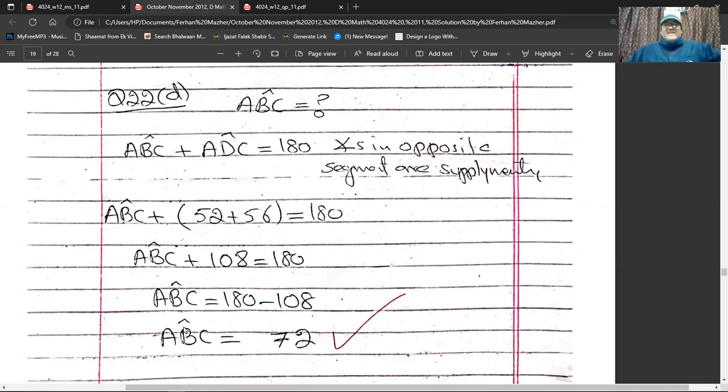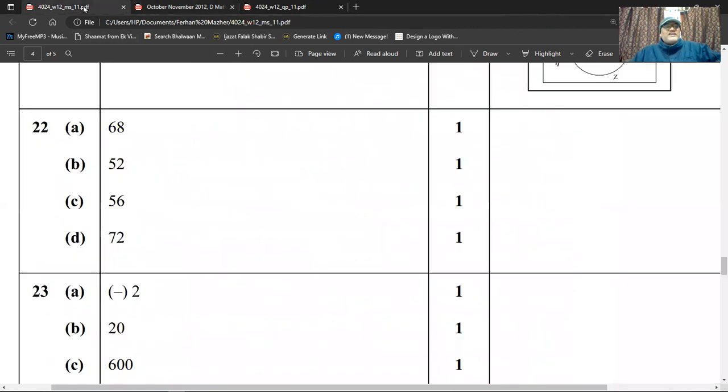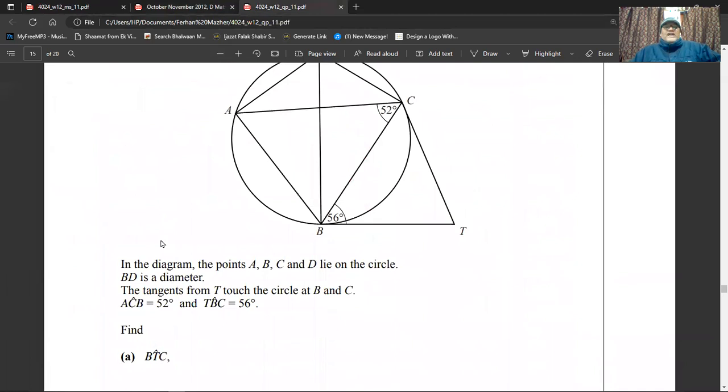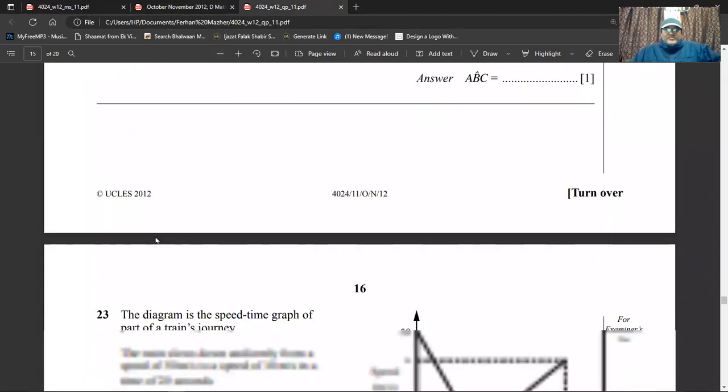Sorry, I said 52. It's 72 degrees. 72 degrees is the right answer. I hope you understand how this is done. So that was question number 22.